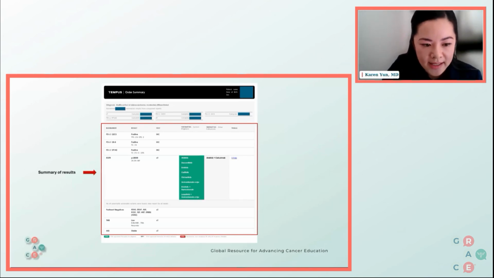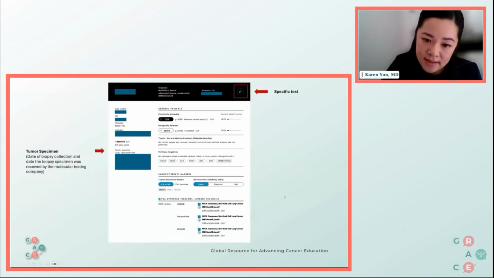And this patient had an EGFR mutation. And that's shown in the summary page, as well as the approved therapies that are available. And we'll go into more detail about the report in the following slides.